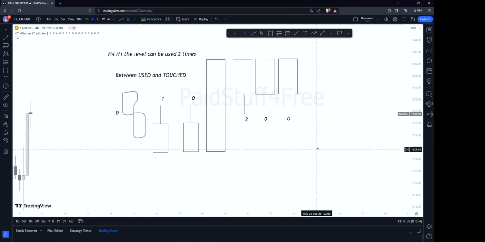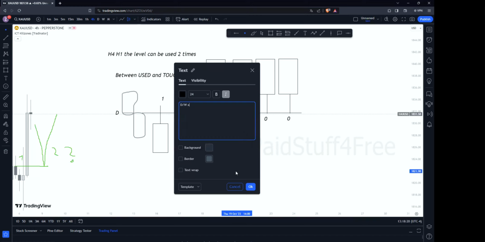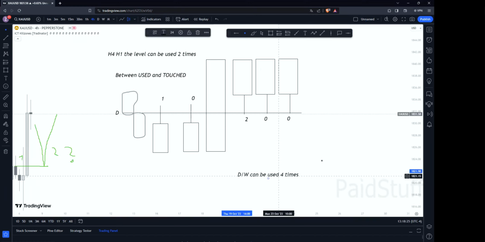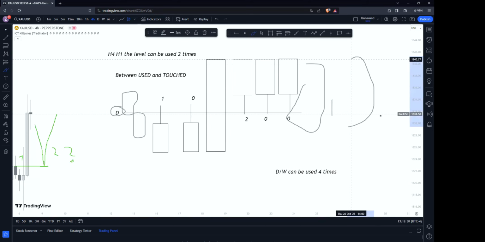Okay, in that case, we can't use that level anymore. But I didn't finish. I said on the H4 and H1, the level can only be used 2 times. So if this is H4 or H1, that means we can't use this level anymore. But if the level is daily or weekly, it can be used 4 times. So this is a daily. It can break, touch, break, touch, and that's it.